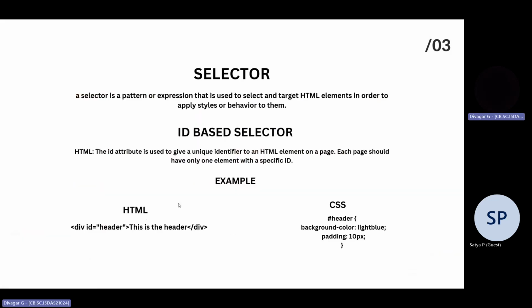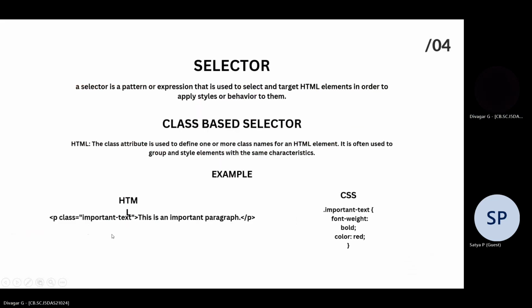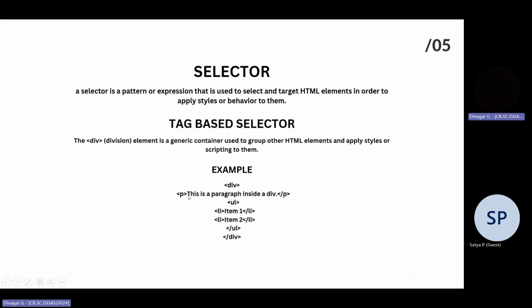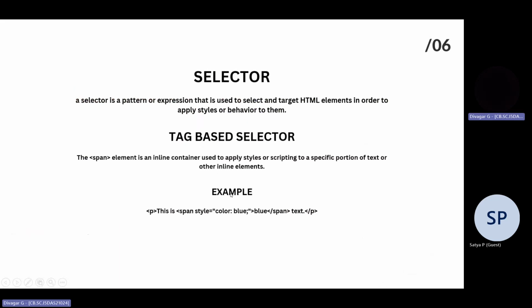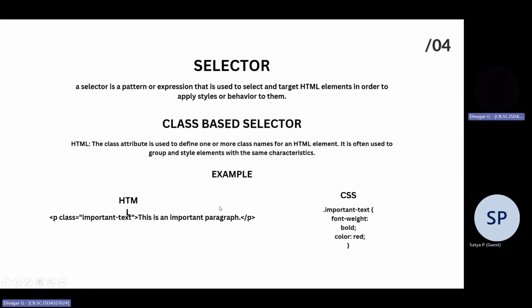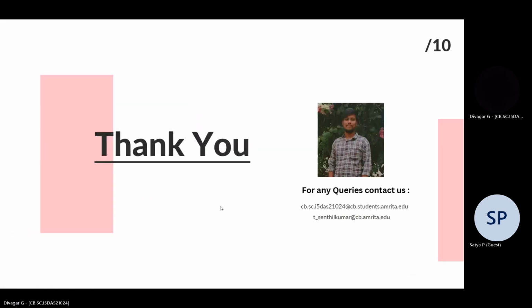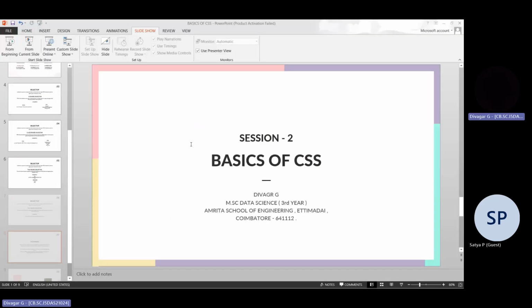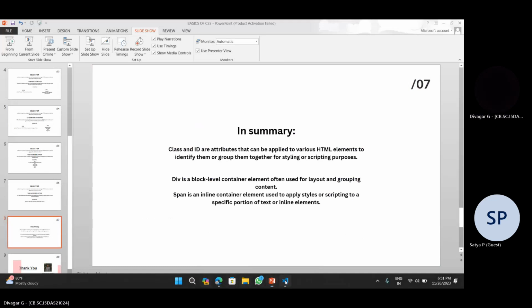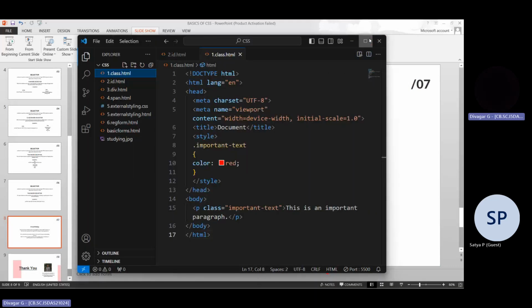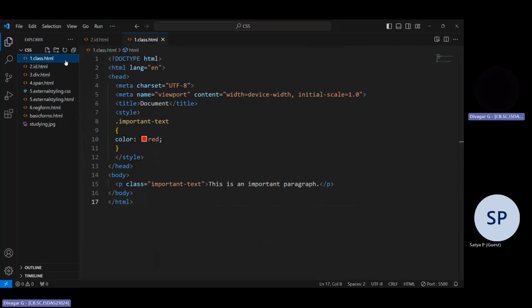So these are the codes. These are the basic codes to easily identify IDs and class. And same way, this is the basic code for div and span. We will see in detail when we use Visual Studio Code. So now we'll go to Visual Studio Code here.